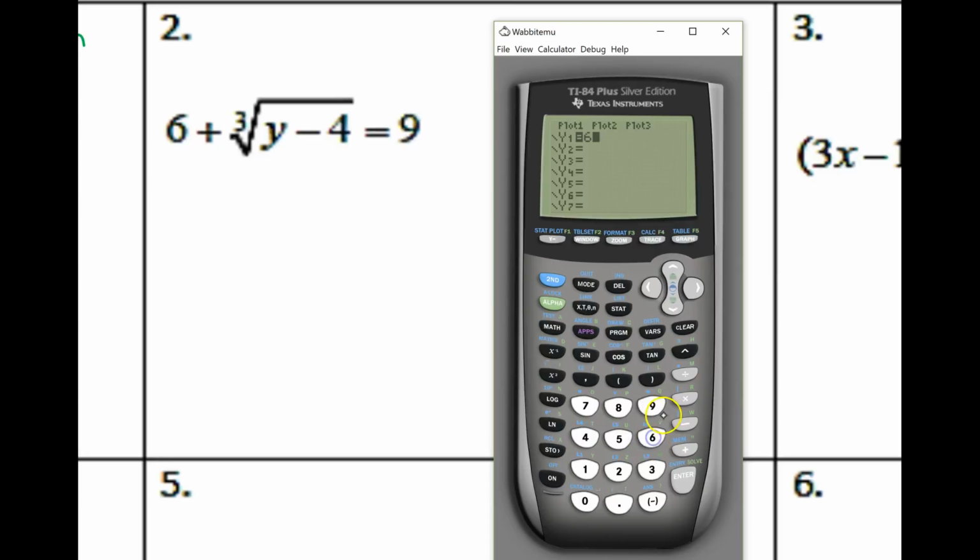So, on one side I have 6 plus, now this is cube root, so I have to press math, 4, and then yes, it's y, but remember, whenever we see an equation with a variable and we're trying to put it in the calculator, we just substitute x, minus 4, then in our y2 we put 9. So this one I may have to zoom in. I'm really far away here.